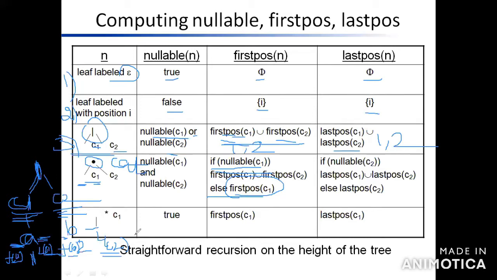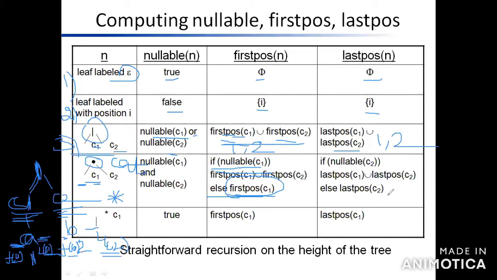Which node is nullable? In the cat node, the previous node indicating a star node is nullable. Only the star node is nullable. If you don't have a star node as the previous thing, then you write the first position of C1.